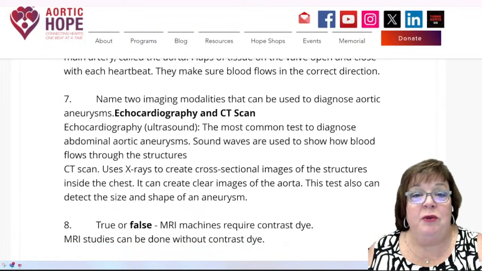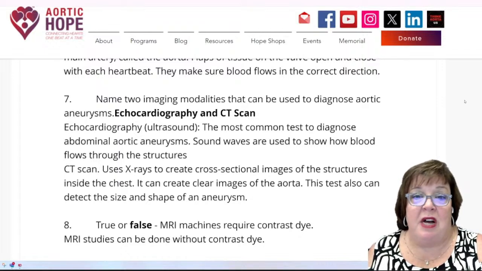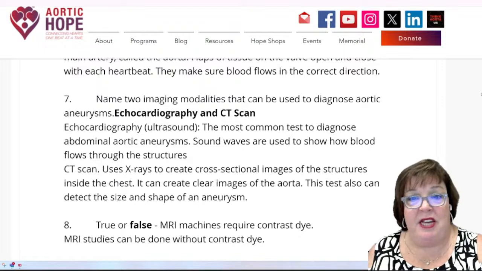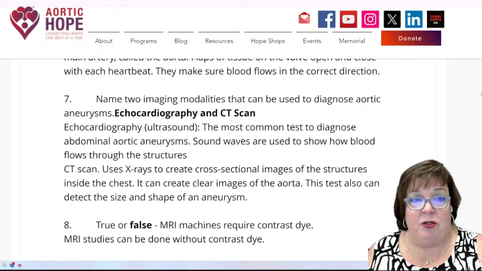Name two imaging modalities that can be used to diagnose aortic aneurysms. Obviously, an echocardiogram and a CT scan. The echocardiogram is an ultrasound. It's the most common test to use to diagnose abdominal aortic aneurysms. Sound waves are used to show how blood flows through the structures.